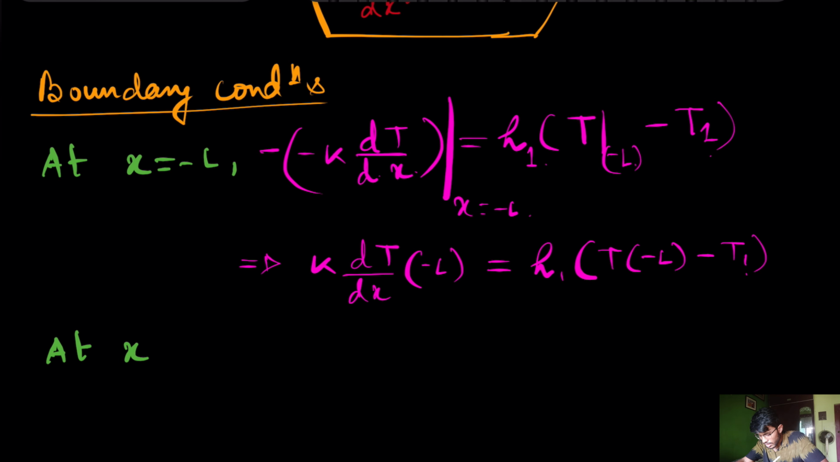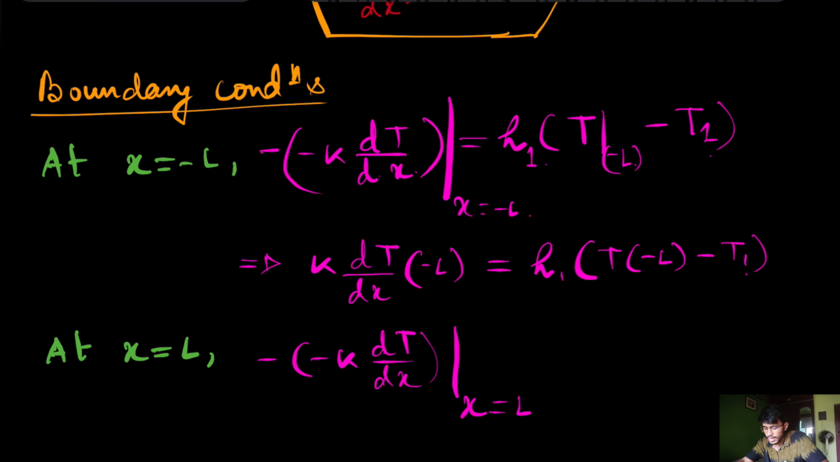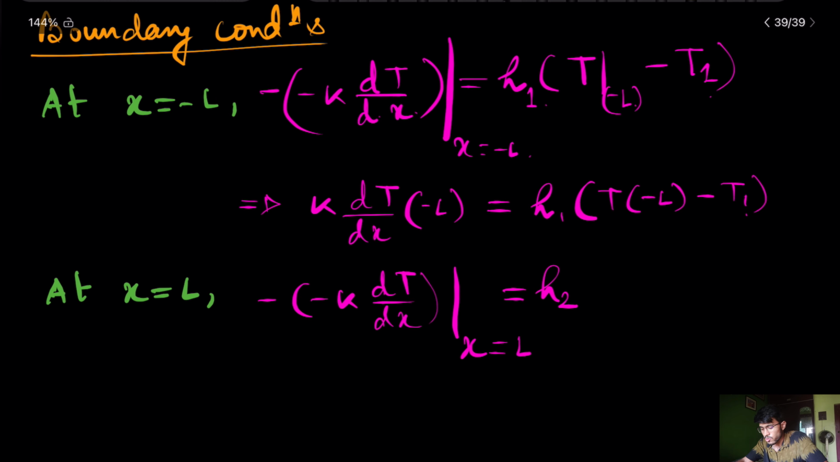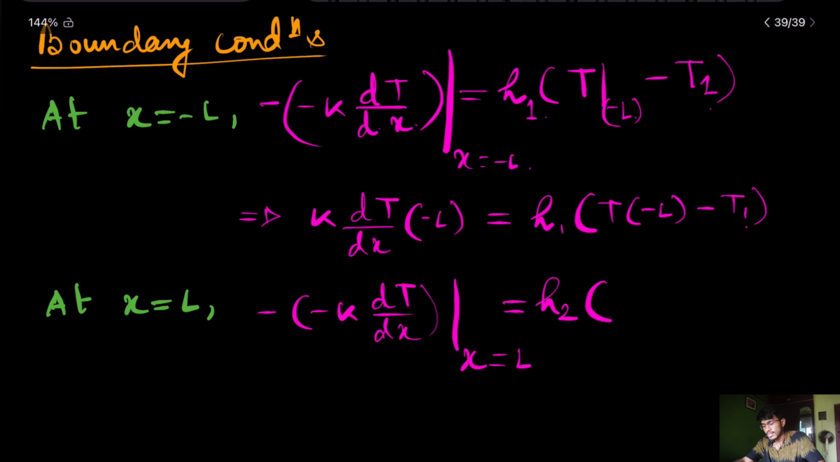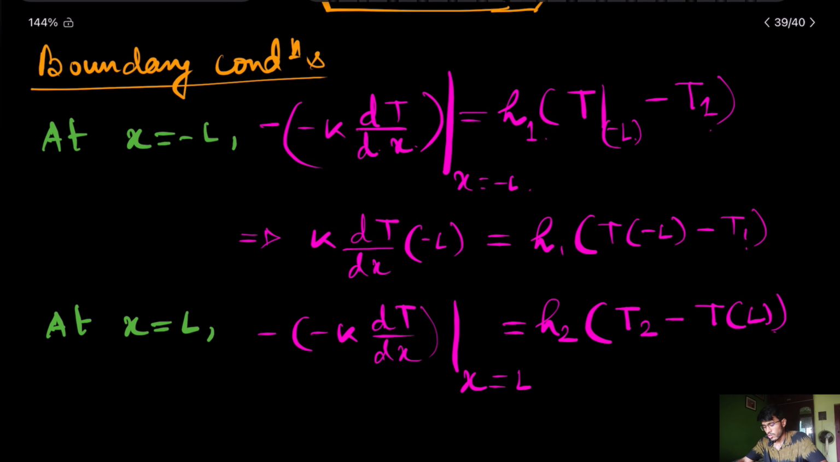Now at x equal to L, similarly, because the direction of heat transfer is still in the negative x direction, it will be at x equal to L is equal to h2, but here you see that the heat is flowing from the ambient to the block. Therefore, I know that my T2 is greater than this T wall, and therefore I have to write here T2 minus T at L. Clear? This is my second boundary condition.